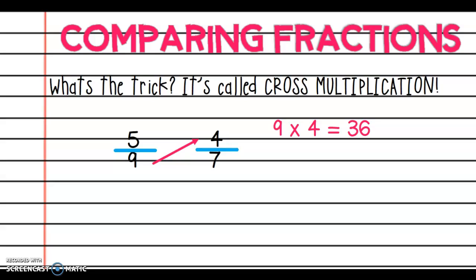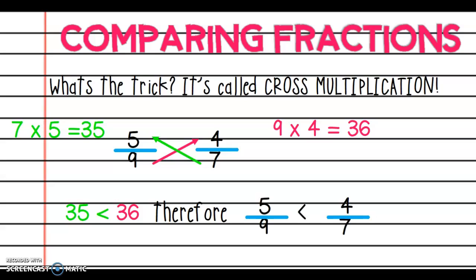Step 2. We multiply the denominator, the 7 in this case, by the numerator of the other fraction, 7 times 5, and we get 35. You need to know your multiplication tables. 35 is less than 36, therefore 5/9 is less than 4/7, okay? That is the trick.